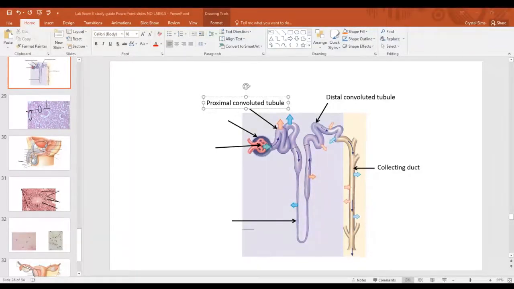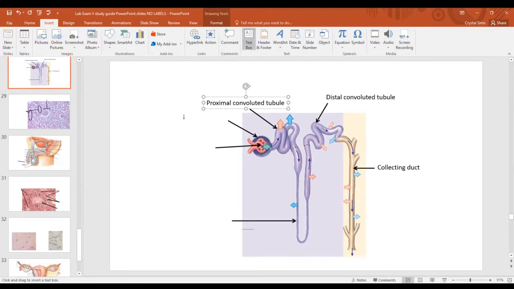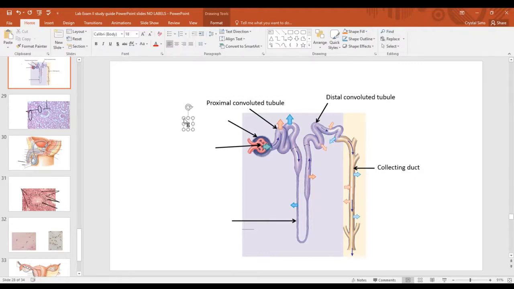Yay! All right. So we're going to do the structure all the way to the right, that kind of brown structure. What do we have there? That the tubules all drain into. What is that structure all the way over to the right? Yes. So all the way over to the right here, I have the collecting duct.